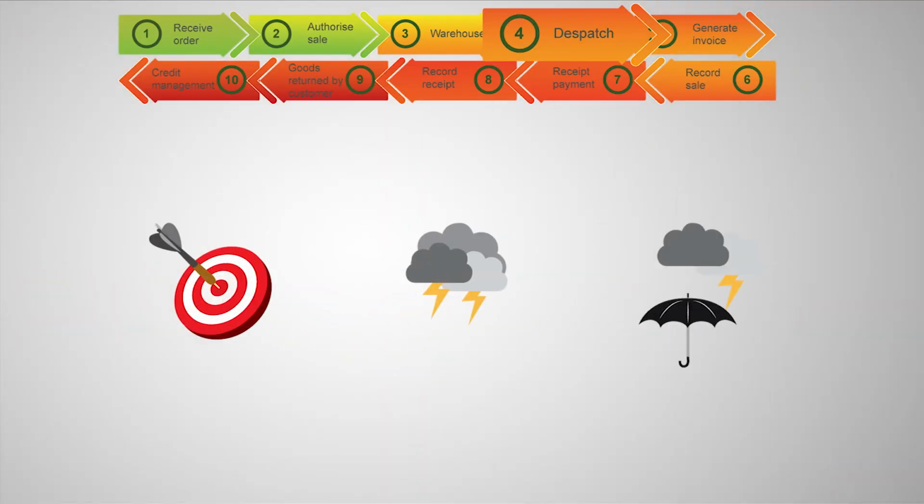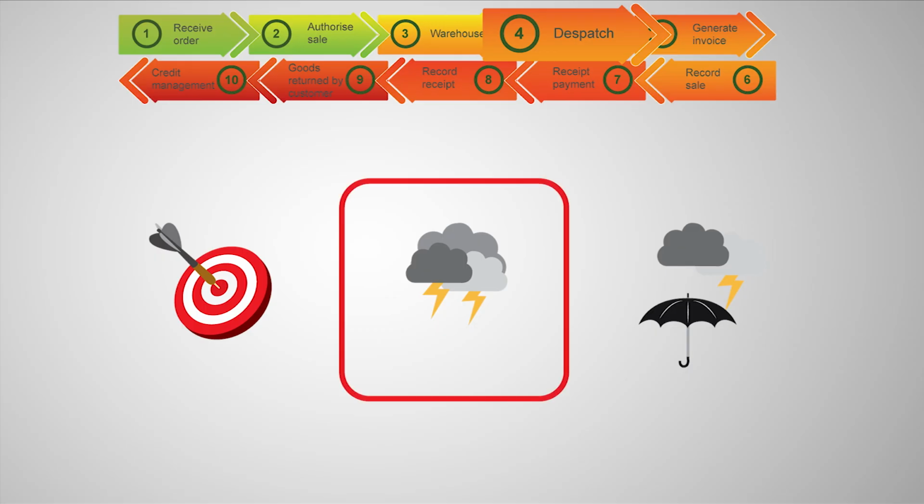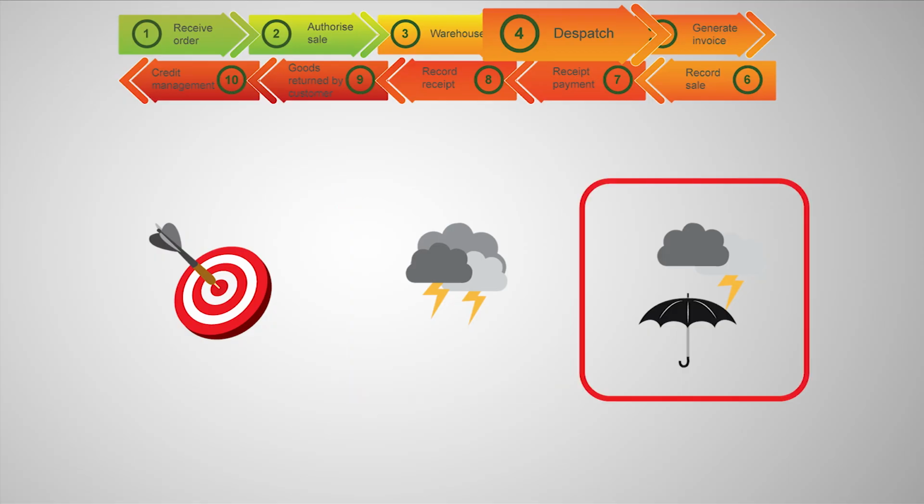Remember, these are a few examples, but there are many more objectives, risks, and controls that apply here. Can you identify anything else that can go wrong during this step? Which control would you use for this risk?